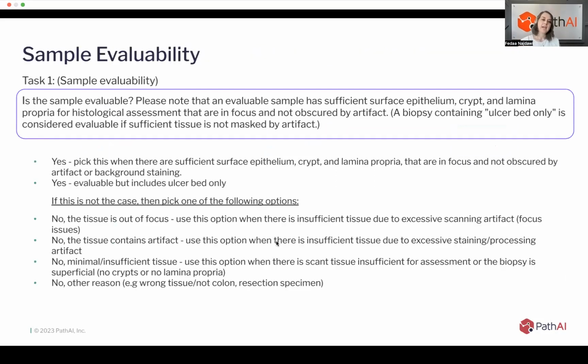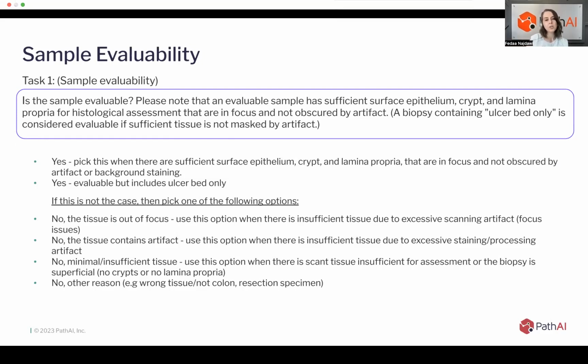For the first task, which is sample evaluability, the question here is: is the sample evaluable? And what we mean by that is, can we assess the biopsy to give a downstream score of the different compartments, the inflammation of the tissue, the architecture of the tissue. And you can think about it the same fashion that you would approach a clinical sample. So when you have a biopsy from a colon, if there is no sufficient surface epithelium, crypt, and lamina propria, then it won't be evaluable.